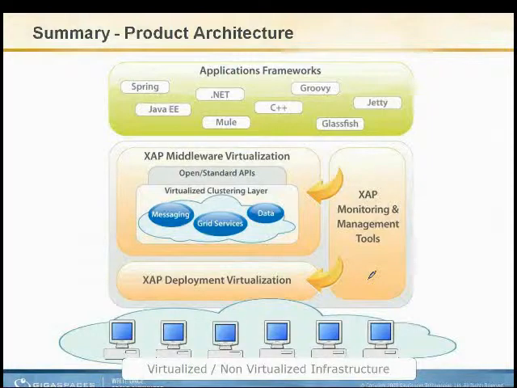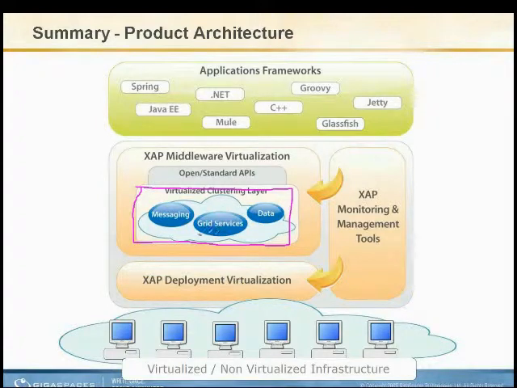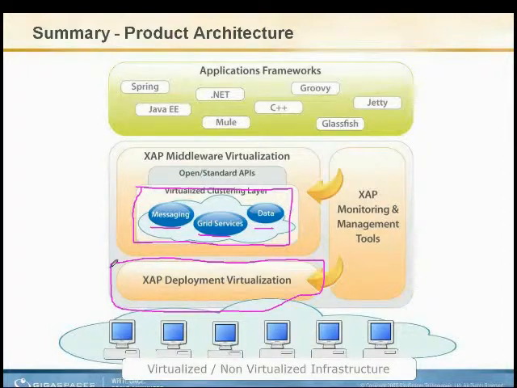So to summarize the overall architecture of GigaSpaces XAP, basically we have the virtualized clustering or virtualized middleware layer in the middle here, which provides those data grid services, MapReduce type of services, and messaging services. Underneath it, we have the deployment virtualization, which basically enables you to take one piece of deployment unit or a jar file and deploy it in one click across all of the cluster. And it's just a deployment decision to choose whether you want to deploy it on 2 or 5 or 10 machines.